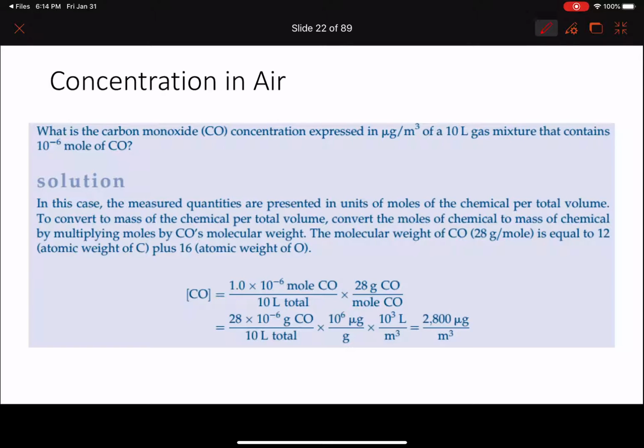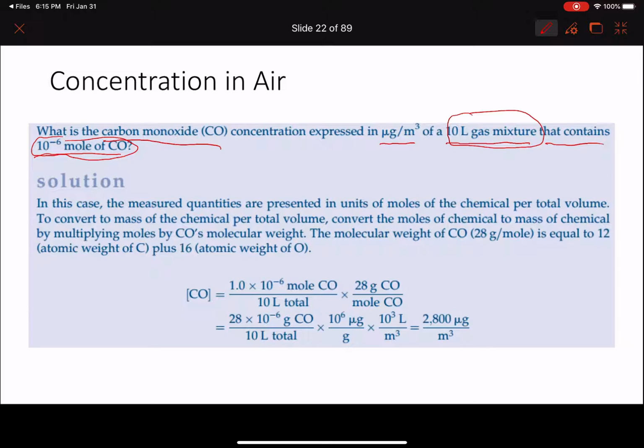Let's look at this problem before we start converting the unit for air pollution. Let's see, what is carbon monoxide? So for carbon monoxide, he needs the concentration of that carbon monoxide in microgram per meter cube. Okay? He collected a 10-liter gas mixture that contained 10 to the minus 6 mole. So he collected 10 liter of gas, and that 10 liter contained 10 to the minus 6 mole of CO.